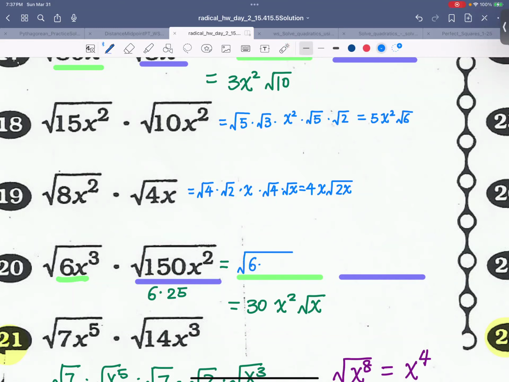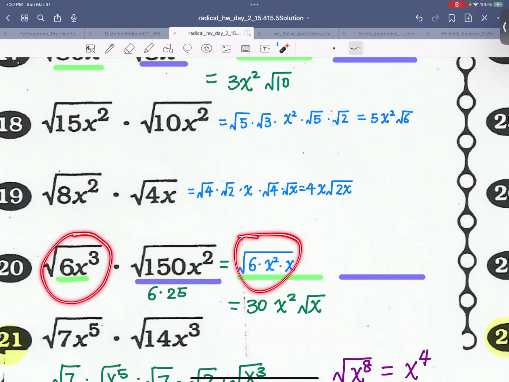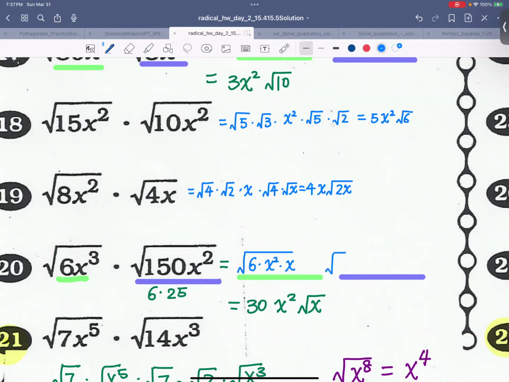You have 6 times x squared times x. This is the first term, right? Yes. And then for the purple one, 150. Look, here is a trick. You are an even number, and you are divisible by 3. 1 plus 5 is 6, divisible by 3. So this number is divisible by 6.